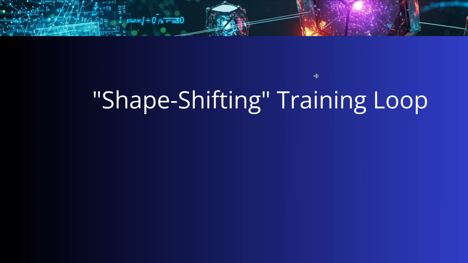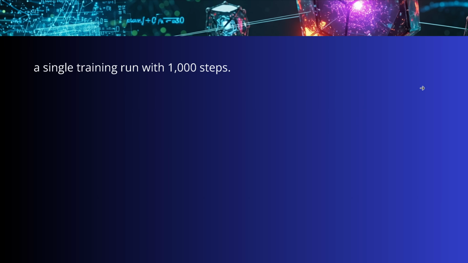So let's have a look at this training loop. This is my understanding, and if I'm wrong, please correct me in the comments. So we have a shape-shifting training loop for this new Nemotron Elastic with number 2 MLP and transformer. Let's have a single run with 1000 steps.